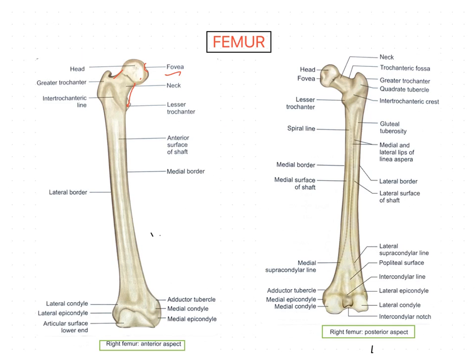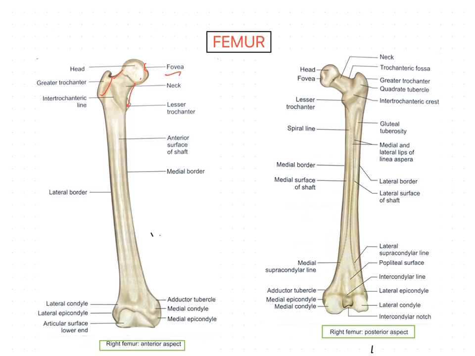So this greater trochanter, if you can see, this part is the greater trochanter. The greater trochanter is a large quadrangular prominence which projects upwards from the junction of the neck and the shaft. Its posterior superior part projects upwards and medially beyond the level of the neck, so as to overhang it, and it possesses three surfaces and one border.